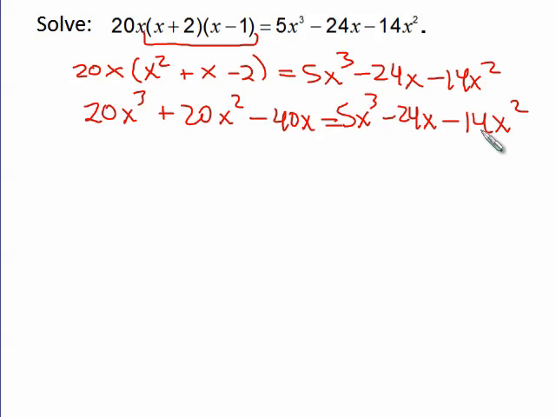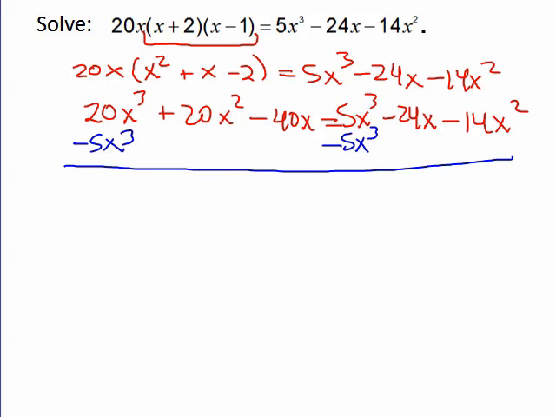Alright, now, taking a look at it, I see that I have more x cubes, which is my highest power, on the left than I have on the right. So I'll go ahead and subtract off these 5x cubes from both sides, leaving me here with 15x cubed. Now, instead of rewriting this whole problem over and over again, I'm going to do one term at a time. So next, I need to get rid of my negative 14x squared by adding 14x squared to both sides. So I'll go ahead and add it to this side as well.